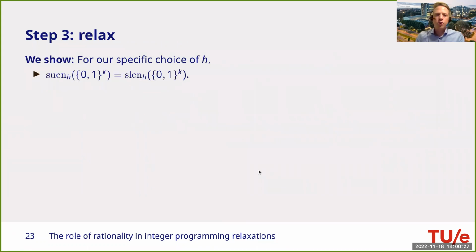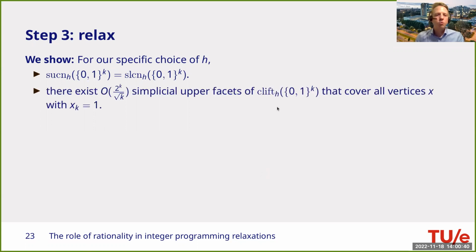And for this specific choice of the height function, we can show that there's actually no difference between the simplicial upper covering number and the simplicial lower covering number. So this is nice because we only need to consider one quantity. And then, because I don't have the time to provide the details, we investigated how many simplicial facets we need for an upper covering and a lower covering. We consider two cases in which we distinguish the upper facets by the lifted points by the last coordinate.